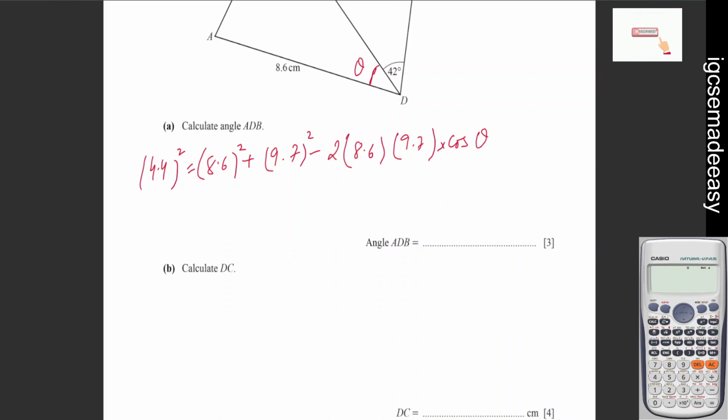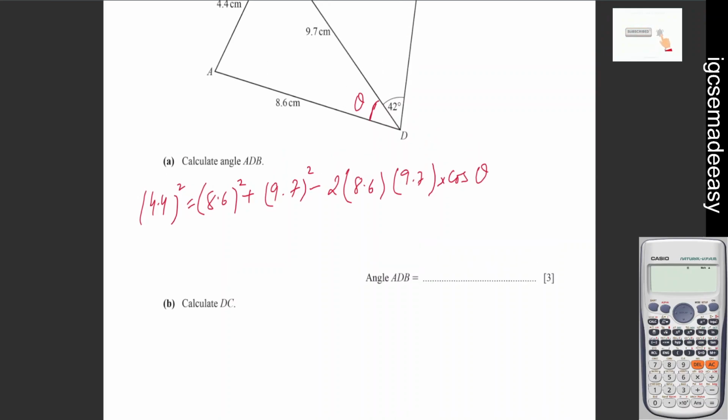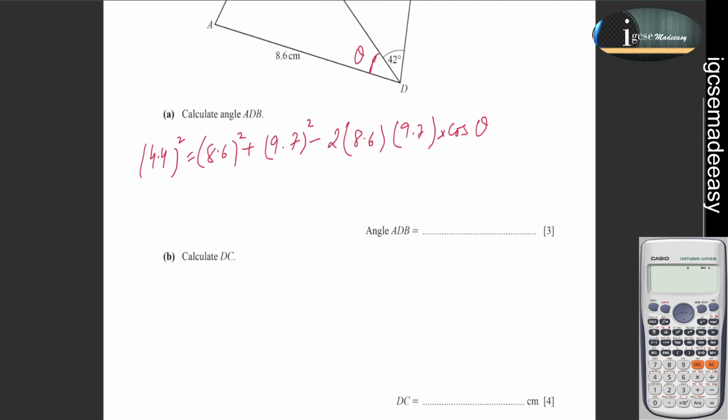So what I can do is take this all towards the left hand side, but before that I have to solve this, right? So I can just solve this one and I'll write it right over here. So what is the answer? 8.6 whole square plus 9.7 whole square gives you some answer, and we can use the calculator directly to get it done.